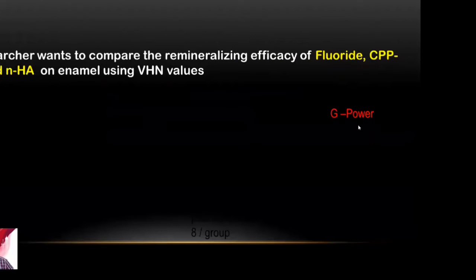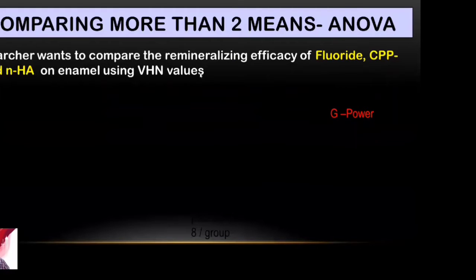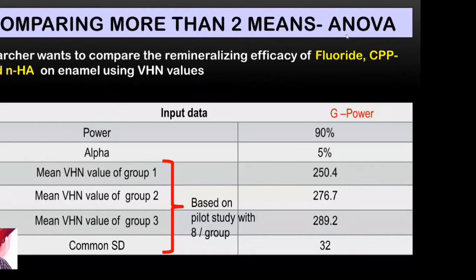Here, this is something similar to the previous design. The only difference is we have 3 groups: fluoride, CPP-ACP, and nanohydroxyapatite using Vickers hardness number. The same in vitro design, but the only difference is you have more than 2 means, ANOVA design. So what are the inputs? Same power, alpha. You need mean values for 3 groups and standard deviation for all the 3 groups, or a common standard deviation for all the 3 groups. So here I am mentioning a common standard deviation for all the 3 groups.